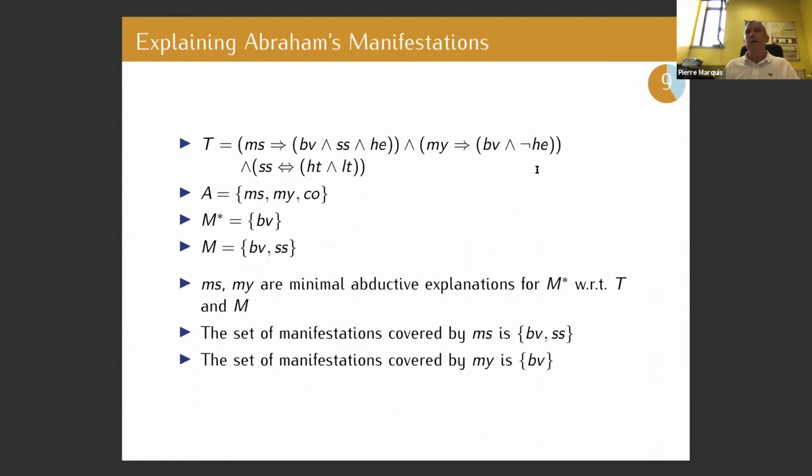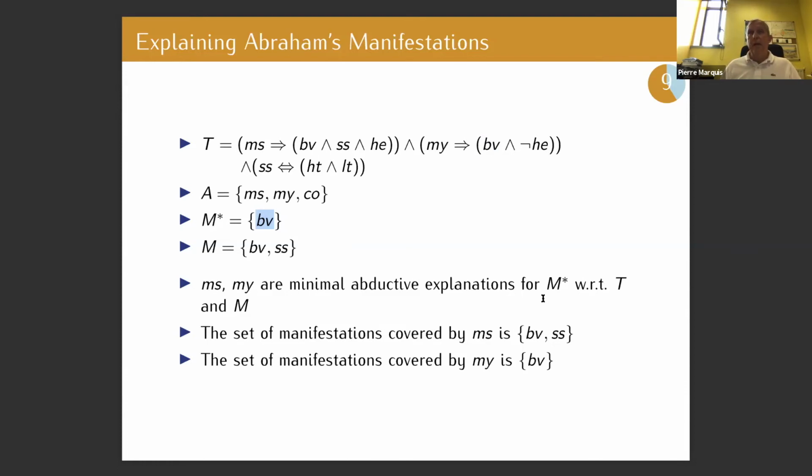Now, it is quite easy to check, you can do it with me, that, for instance, we have two minimal explanations for the manifestation to be explained here, M star, the fact that Abraham has a blurred vision. We can find two minimal abductive explanations here: Marfan syndrome on the one hand and myopia on the other hand.